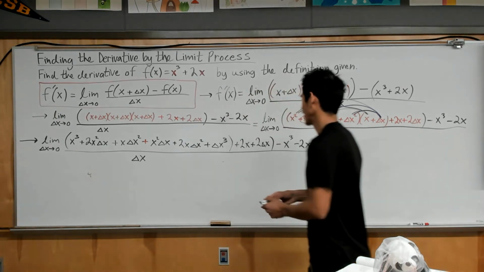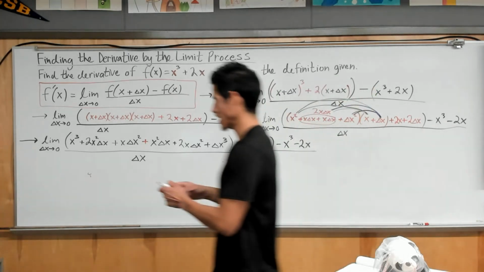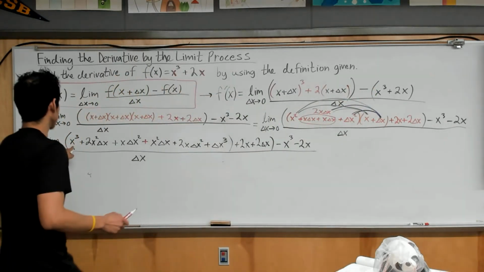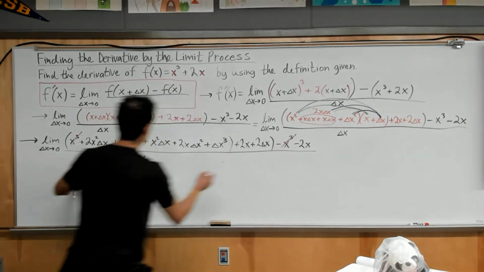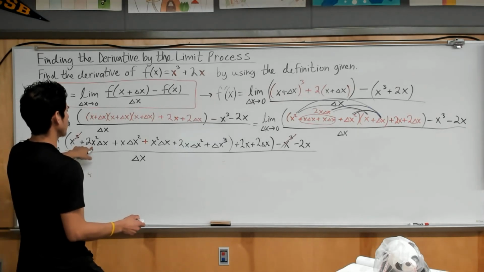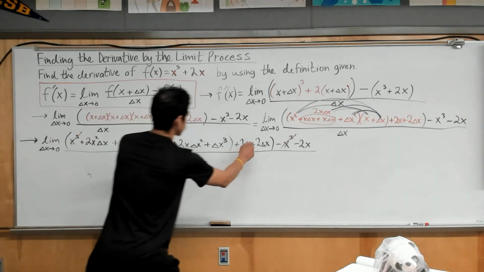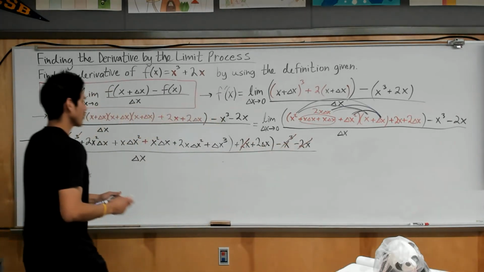Okay, let's do some canceling now. Let's take a step back. x cubed minus x cubed, those go away. What can we combine? Do we have x squares we can combine? Or any x's left by themselves? Oh yeah, we have plus 2x minus 2x. Those go away.